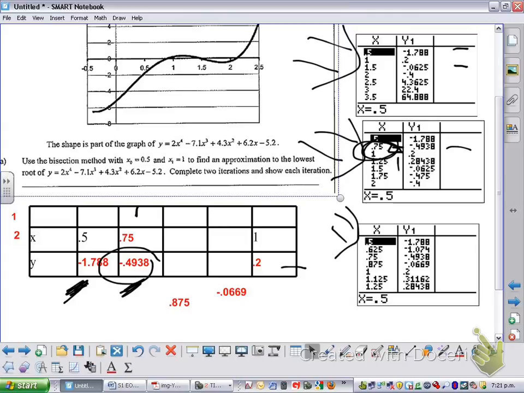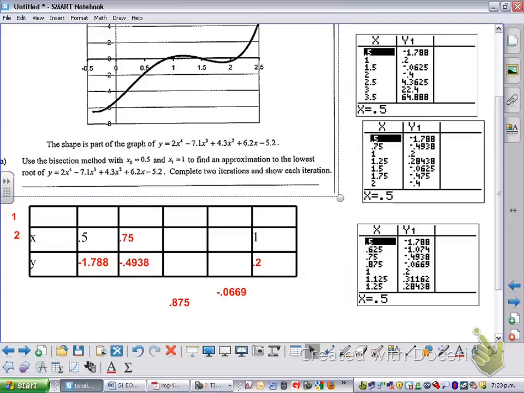Now I'm going to do the whole thing again. It's halfway between 1 and 0.75. Okay? So that's my interval. Halfway between 0.75 and 1 is 0.875, and it's a negative 0.0669. So you put those into the table, just like that: 0.875, and its corresponding y value, which is negative 0.0669.